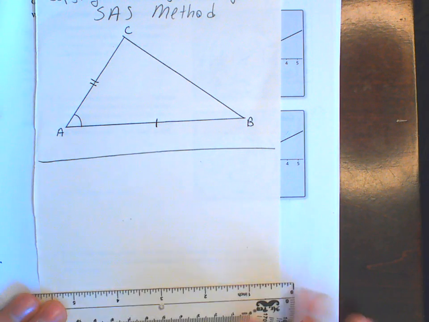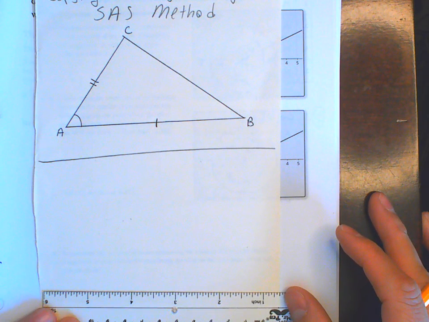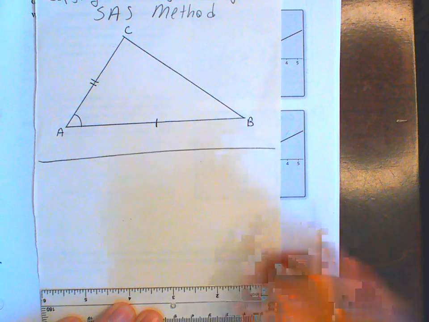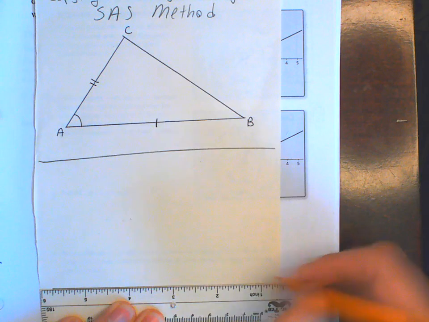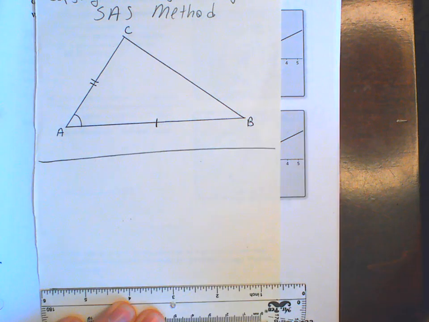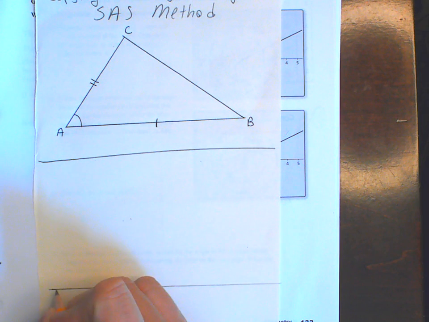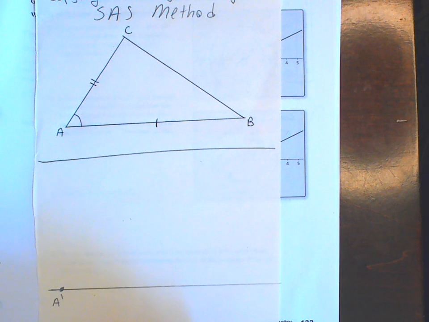And make sure you give yourself enough space, that way you can fit your triangle in there. So I just want you to draw a line. Make that line bigger than what AB is, like this. And pick a point somewhere on this. I'm going to pick this one right here, and that's going to be my copy of A prime.